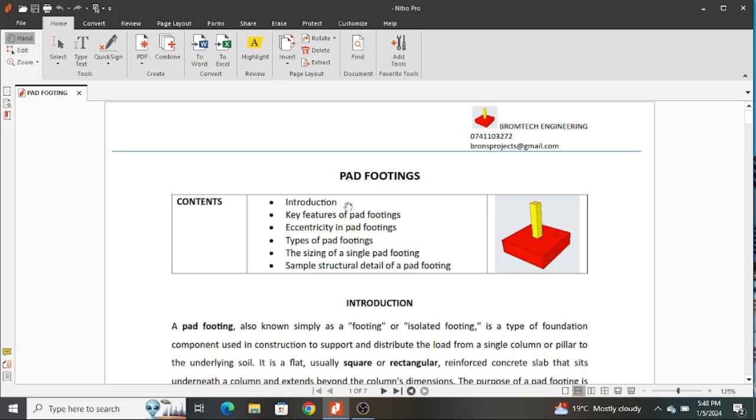The contents of today's study: we are going to introduce a pad footing. What is it? What does it do? We are going to look at its key features that are supposed to be in every detail of a pad footing that you give. Then we will look at eccentricity in pad footings, that is how the loads are loaded on the footing from the columns. Then we will look at the different types of pad footings that exist, from which we will go to the sizing of a single pad footing. We will size one so that we can see the general process of designing a pad footing. Lastly, we will have a sample structural detail of a pad footing, and I hope it will guide you as you go to design a footing.